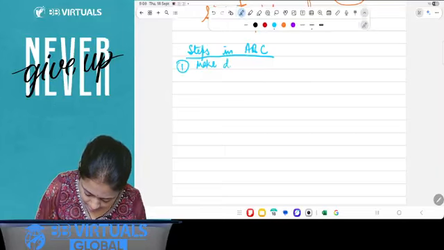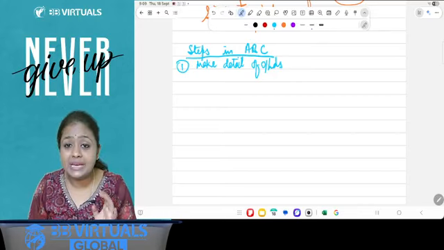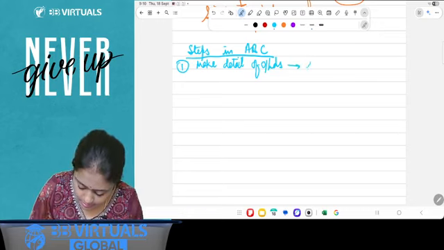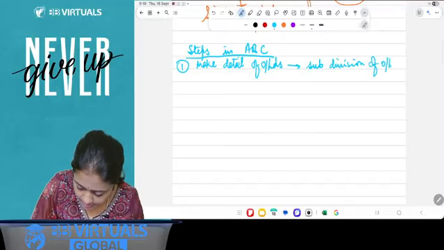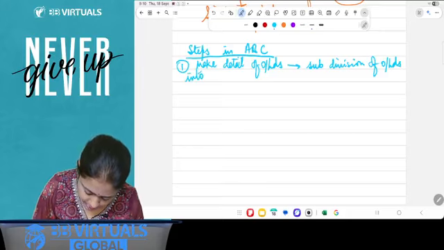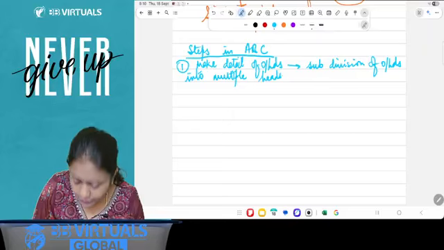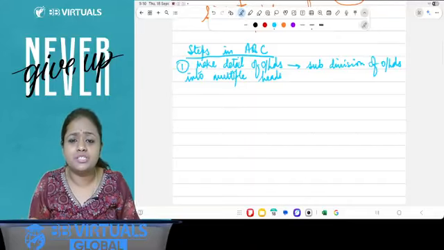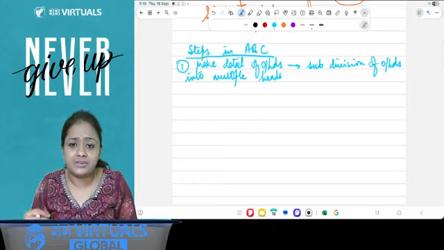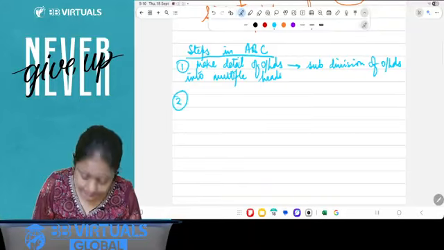make details of overheads. It's a very informal set of steps that I'm giving you. Make details of overheads. That means the subdivision of overheads into multiple heads. For example, the total overhead for the year is 2 lakhs. Divide it. How much is for machinery setup, how much is for rent, how much is for electricity, how much is for supervisor's salary, and so on. Make these groups.